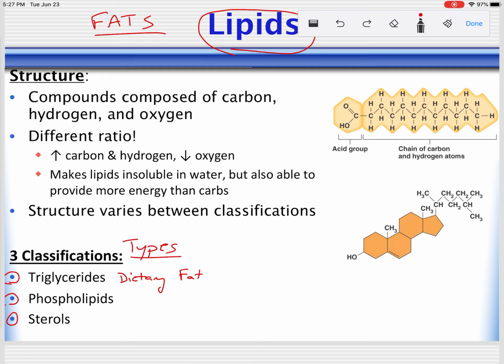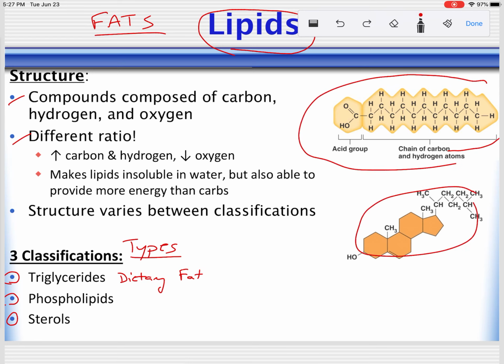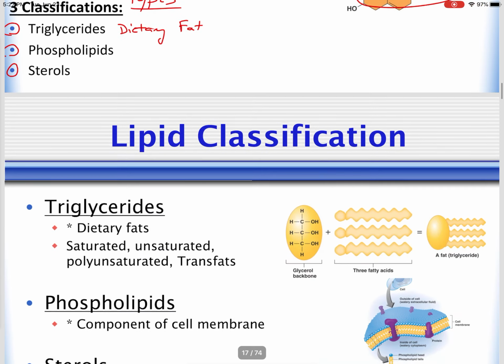In terms of the structure of fat, you don't need to know the ratio of elements. I've got some pictures here just so you can see that it looks different than the carbohydrate did. The top are the triglycerides. The bottom here is an example of a sterol. But again, I'm not going to ask you any specific questions about what they look like for now.